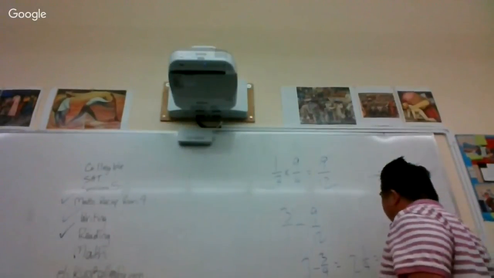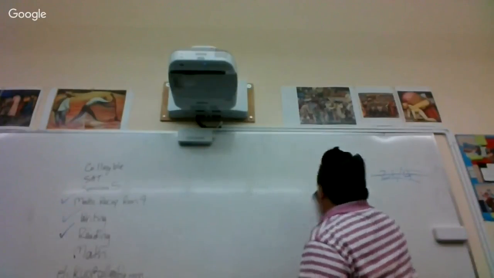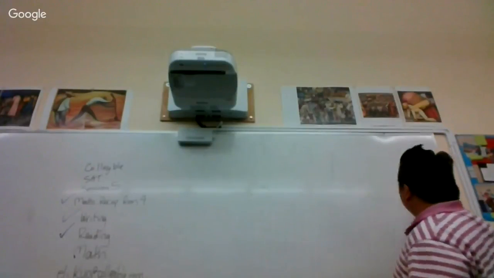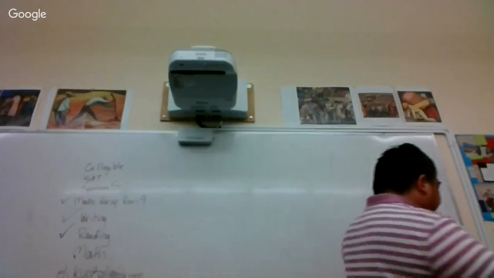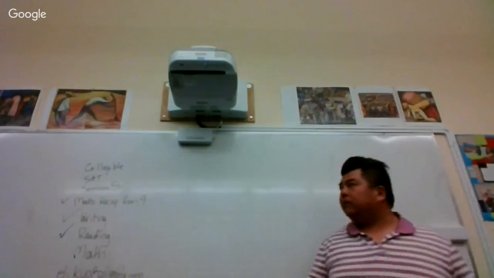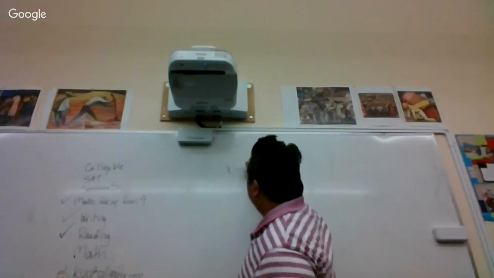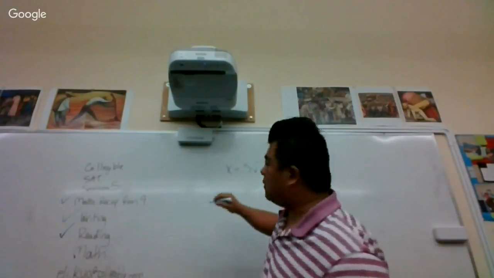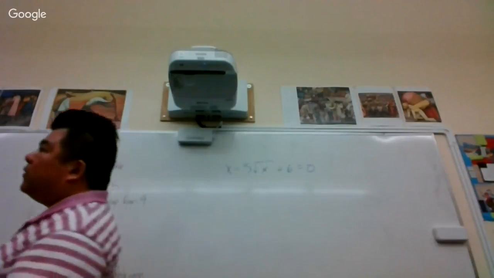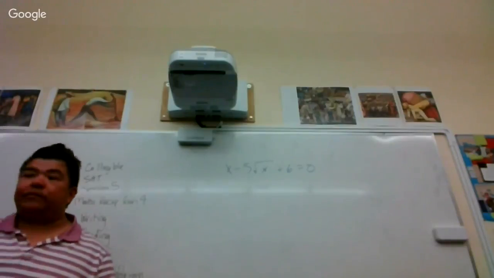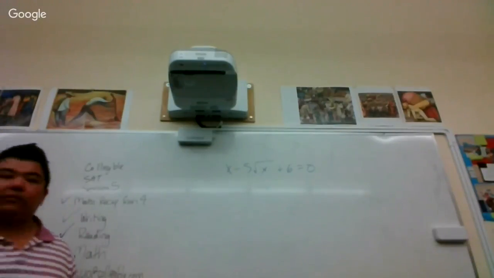Dominic, you want to read number 4? Yeah. If x minus 5 times the square root of x plus 6 equals 0, what is one possible value of x? Okay. So, we can, there are a few ways to do this. Some are faster. You square it, correct? I wouldn't.